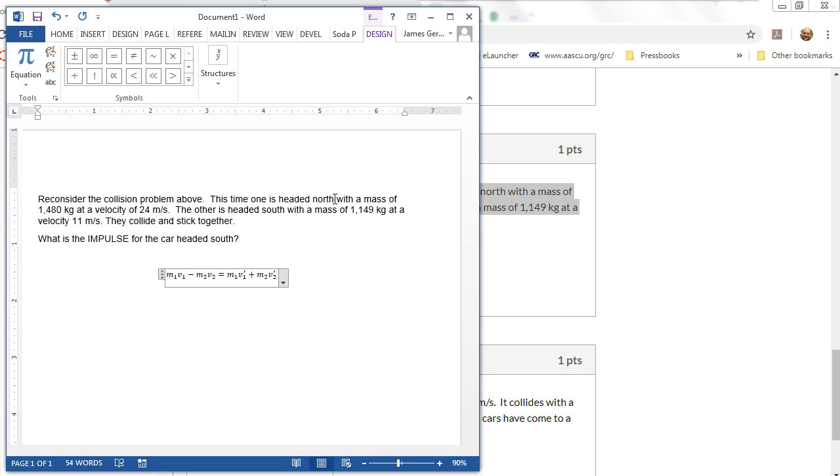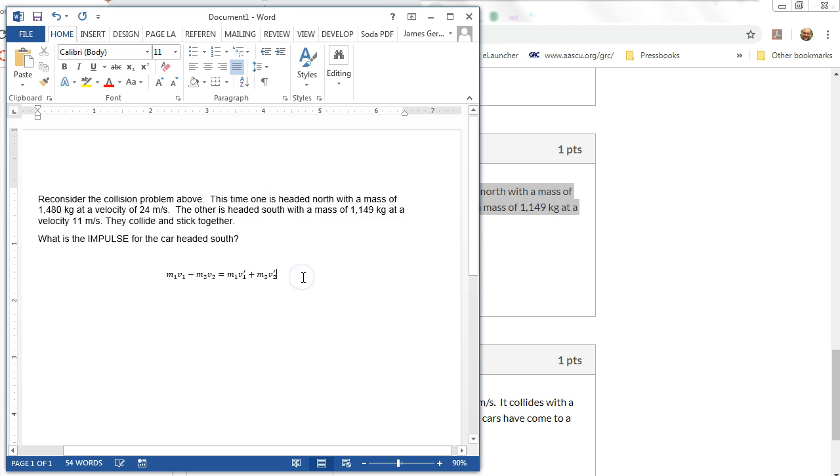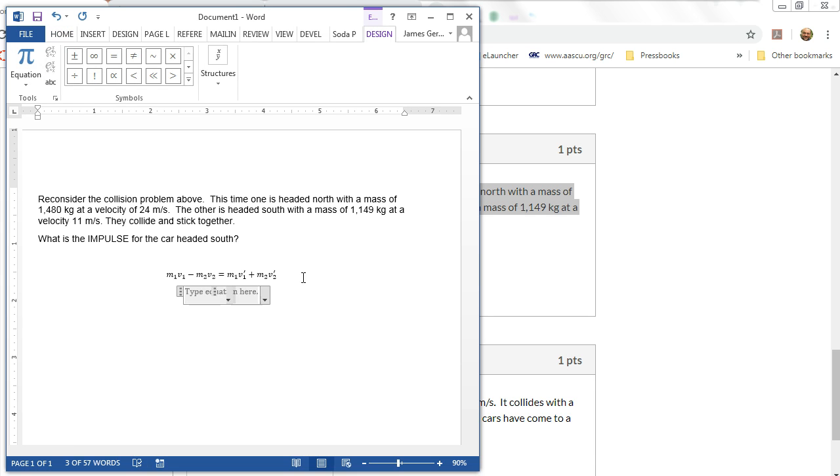All right, but what else do we know? They collide and stick together. What does that mean? What does it mean they stick together? Well, in terms of the math, what it means is they have the same velocity after the fact. Right? These velocities have to be equal. Why? They're stuck together, so they have to be moving at the same velocity. And I'm just going to call this, for simplicity, v prime.